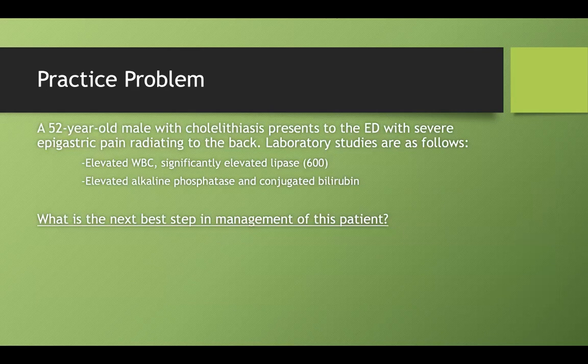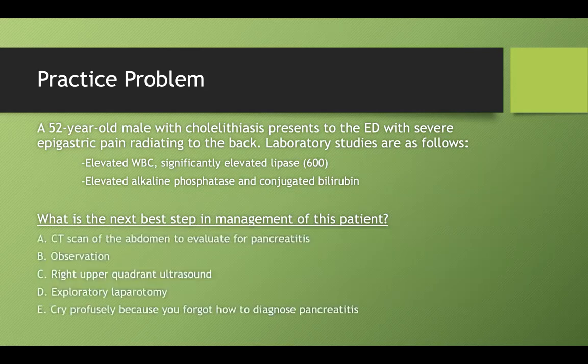So let's go over a practice problem to solidify our diagnosis and treatment for pancreatitis. Let's say we have a 52-year-old male with cholelithiasis, which is gallstones, who presents to the ED with severe epigastric pain radiating to the back. On labs, we notice an elevated white count and significantly elevated lipase. We also notice these cholestatic labs that we talked about before, elevated alkaline phosphatase and conjugated bilirubin. And so now, what's the next best step in management for this patient?